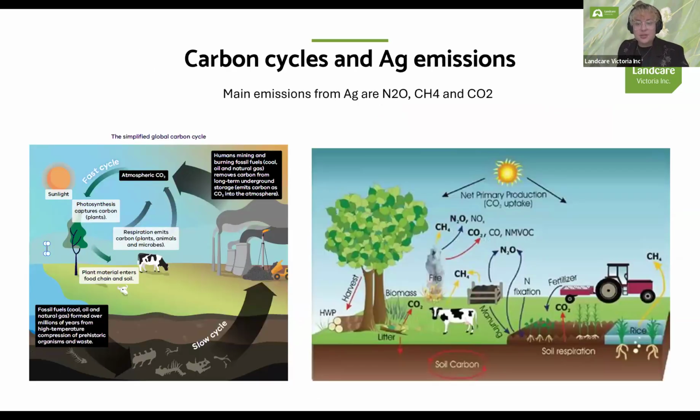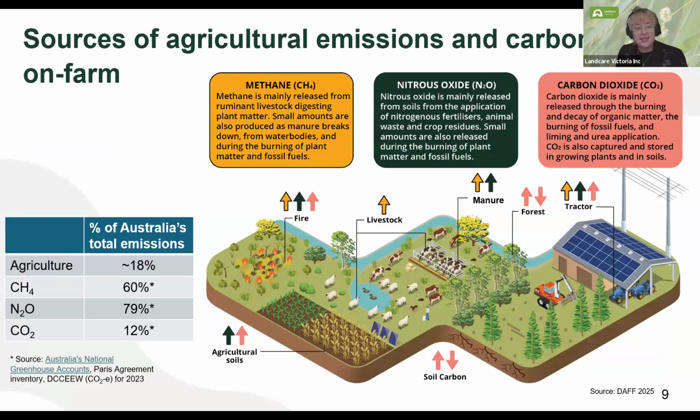So again, agriculture isn't the only sector that produces emissions, but I guess the key point is that all sectors are going to have to start rapidly reducing the amount we produce. The main emissions from ag are nitrous oxide, methane, and carbon dioxide. So depending on your farming system, it's going to depend on your different emission profiles.